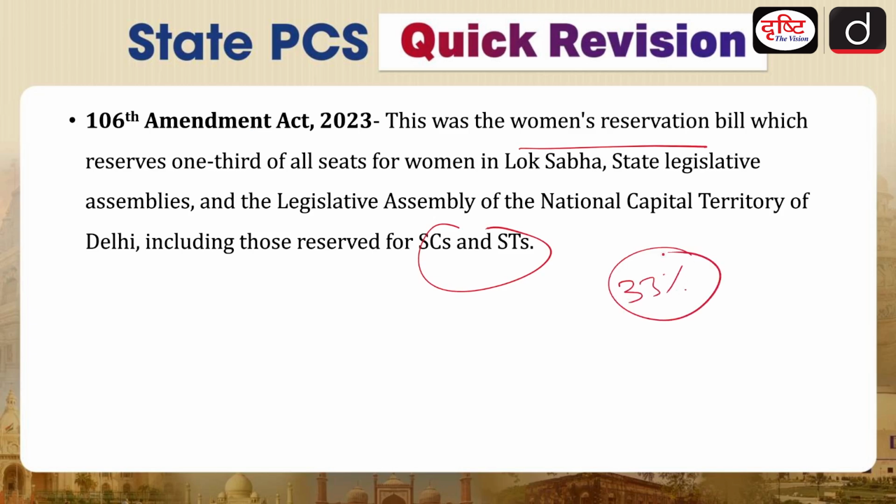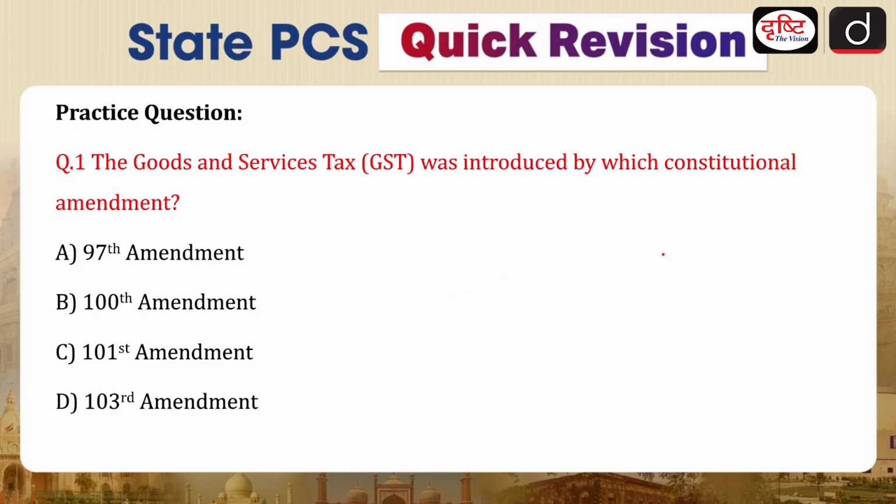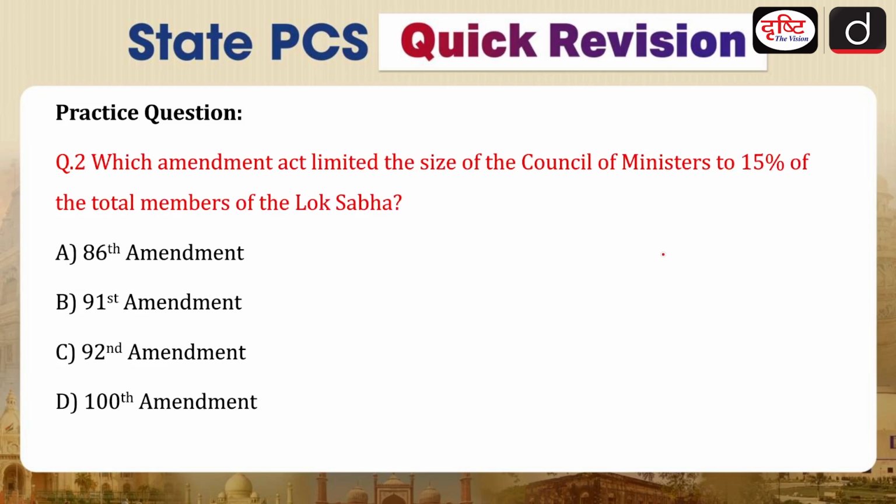Okay. Now we will see some questions for you. You have to attempt these questions and answer in the comment box. Question number 1: the Goods and Services Tax was introduced by which Constitutional Amendment Act? Your options are 97th Amendment, 100th Amendment, 101st Amendment and 103rd Amendment. Then, which Amendment Act limited the size of the Council of Ministers to 15% of the total members of the Lok Sabha? 86th, 91st, 92nd and 100th.